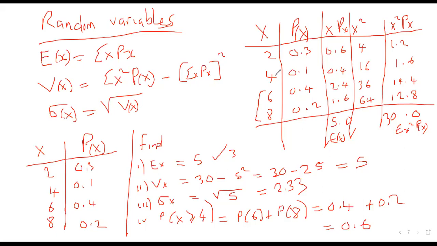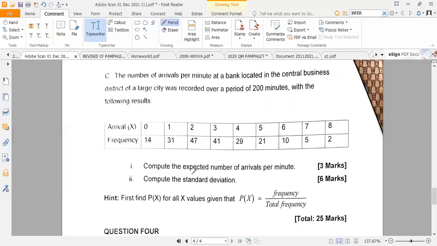So aligning this to our exam paper, we're asked to calculate the expected number of arrivals, 3 marks, and the standard deviation, 6 marks.